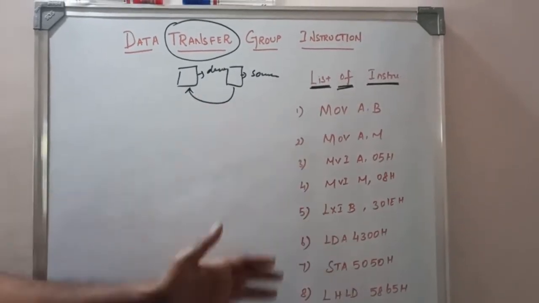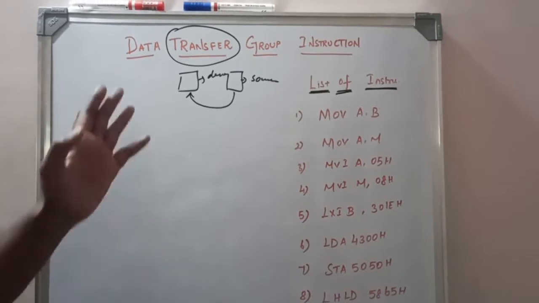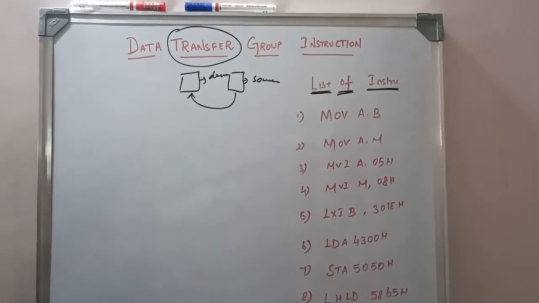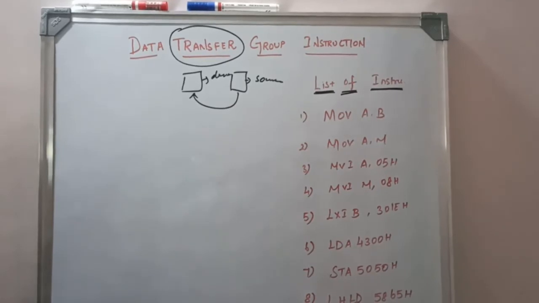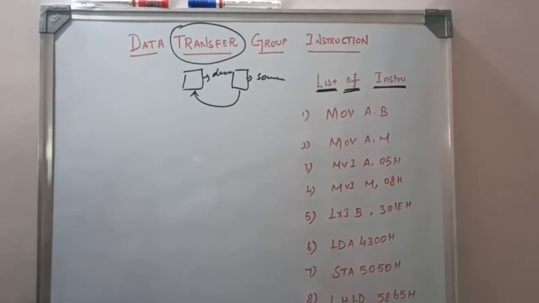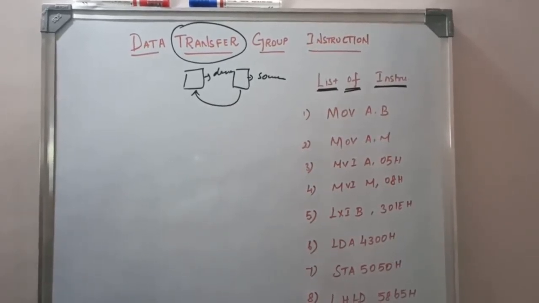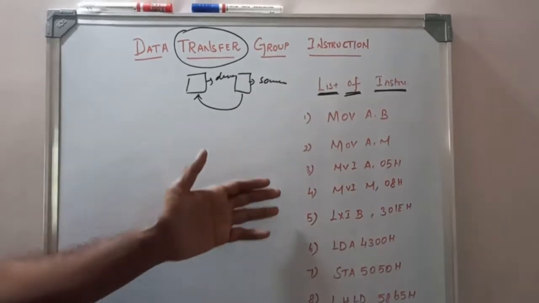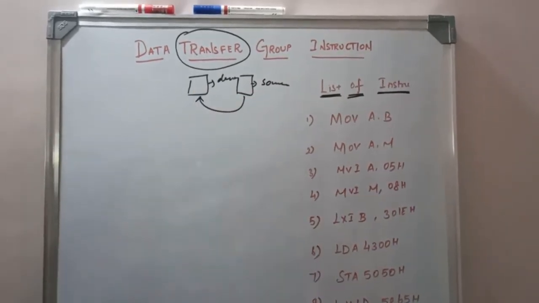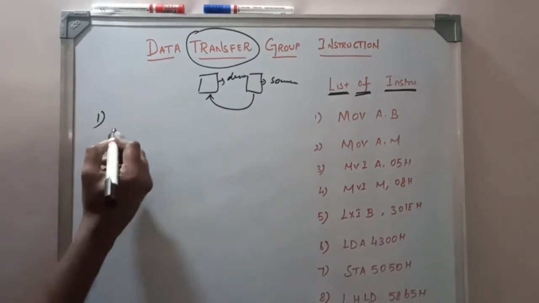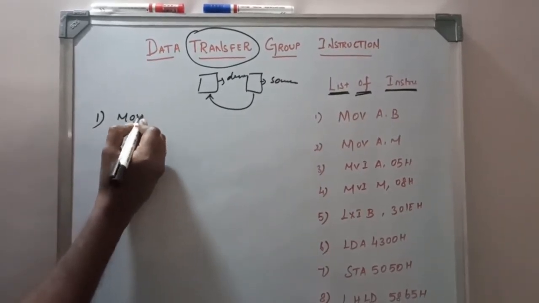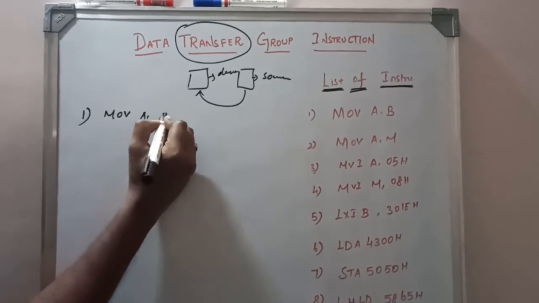These are the list of instructions in the data transfer group. The first one, MOV A, B. The second, MOV A, M. The third, MVI A, 05H. The fourth one, MVI M, 08. So these are the list of instructions. We will discuss them one by one. First, take the first instruction, MOV A, B.